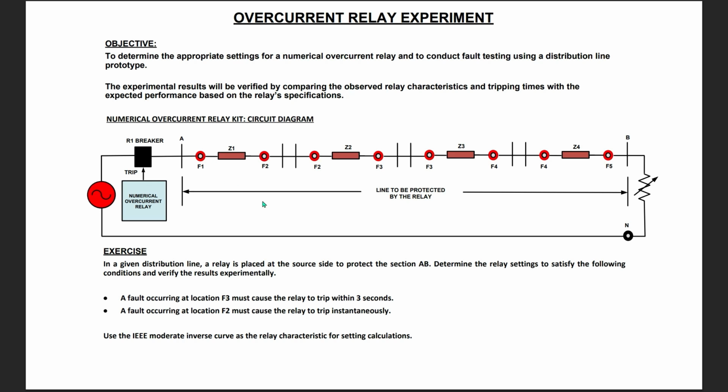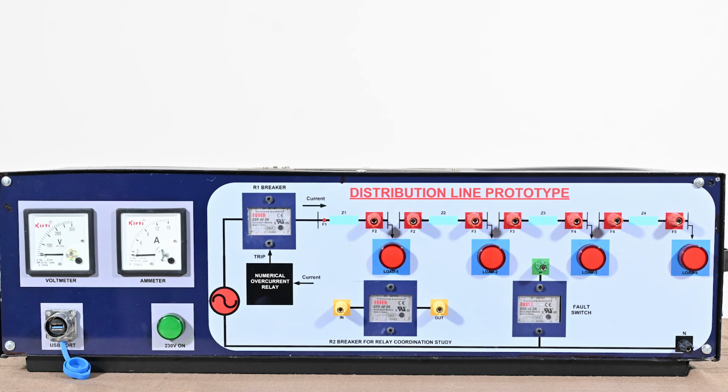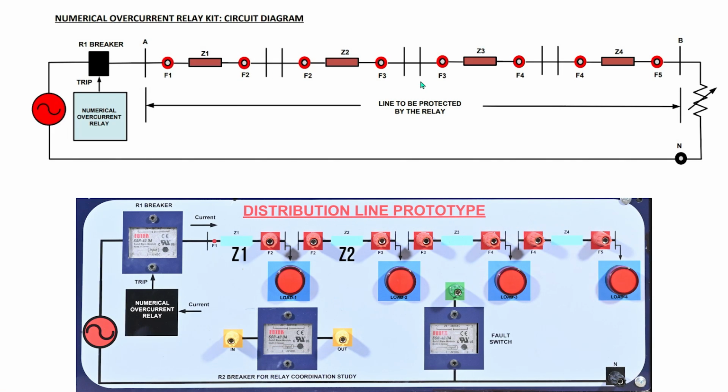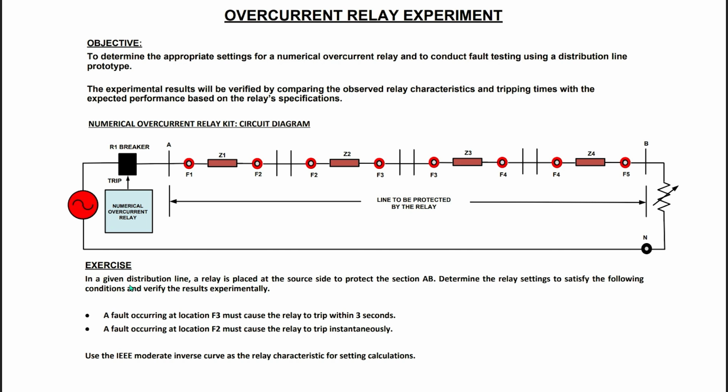The circuit diagram shown here is the same as that of the numerical overcurrent relay kit, which consists of 4 impedances Z1 to Z4, and also the breaker R1. It is a solid state relay. In this exercise, a given distribution line of length AB, section AB, is protected by this breaker R1, and this breaker is to be controlled by this numerical overcurrent relay kit.